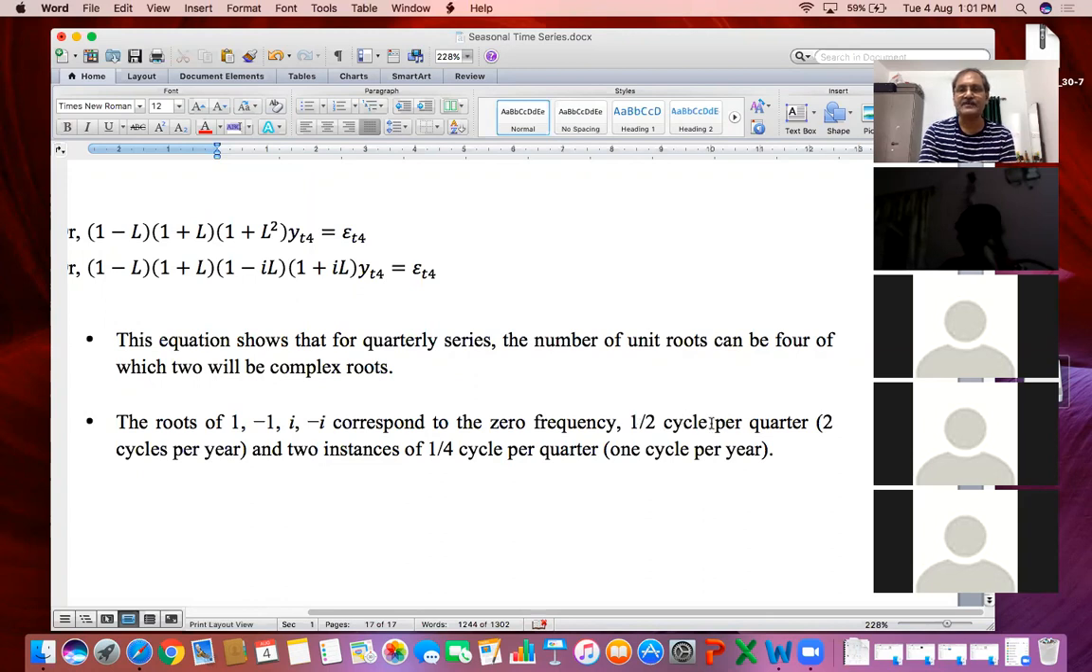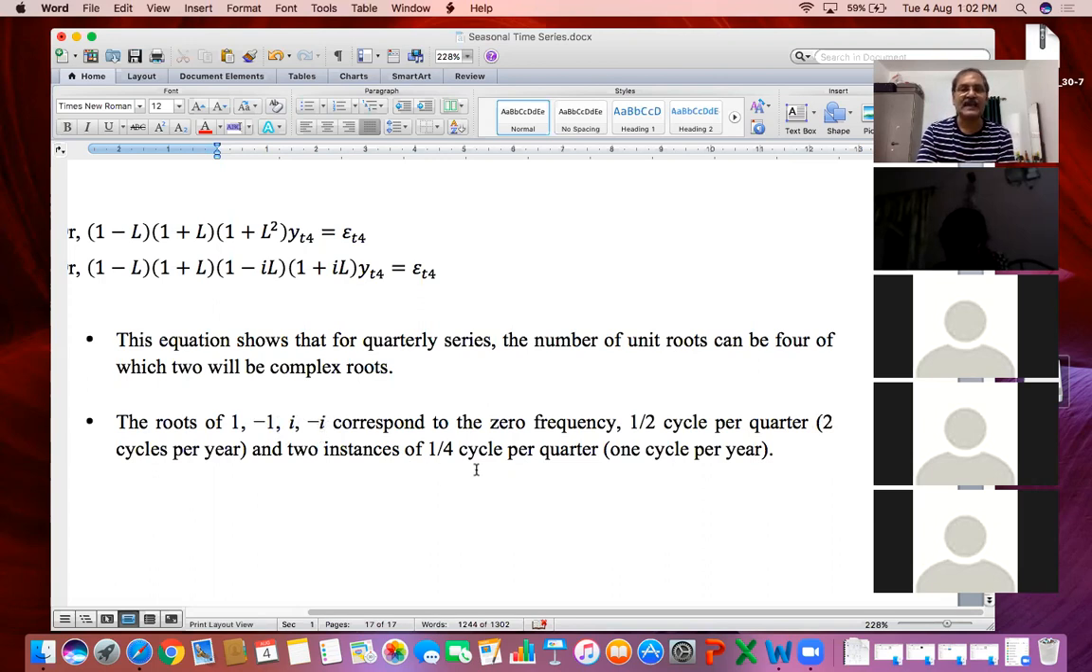So if you have half cycle per quarter, so in a year, you have 2 cycles total. Half cycles per quarter means by taking 2 consecutive quarters, you have 1 cycle. A year contains 4 quarters, so in this case, you have 2 cyclical movements within a 4 quarter movement within a year, when we consider the value of L equal to -1. For the complex roots, the value of L is equal to +1, +I or -I.